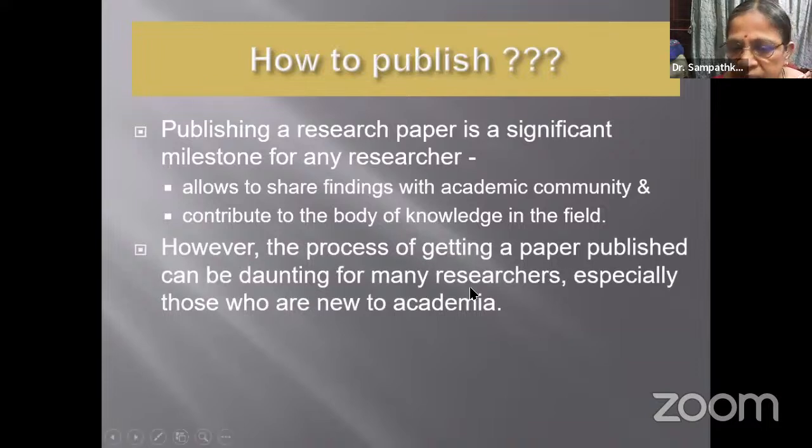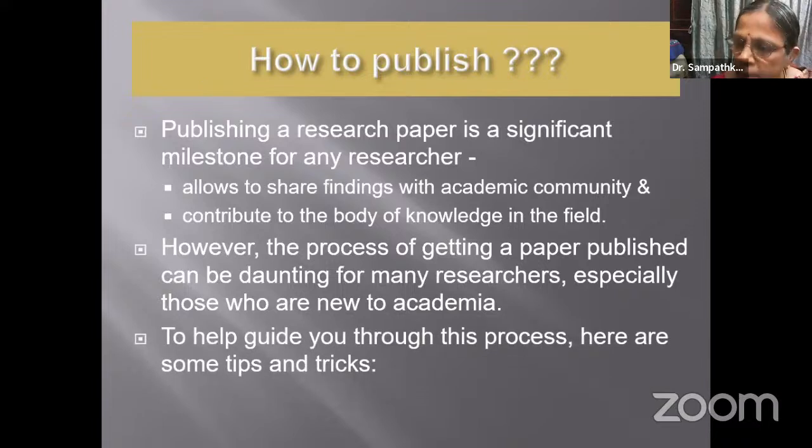However, the process of getting a paper published can be daunting for many researchers. Many will be thinking, I want to publish the paper, but the journal is not accepting my paper. I don't know, I went to the other journal, there I have to publish by giving money like that. So for everyone, at first it will be difficult. Once you start publishing papers, it will become easy. Even if you have only 10 data, you will try to make other correlations and try to publish it. So to help guide you through this process, here are some tips and tricks.